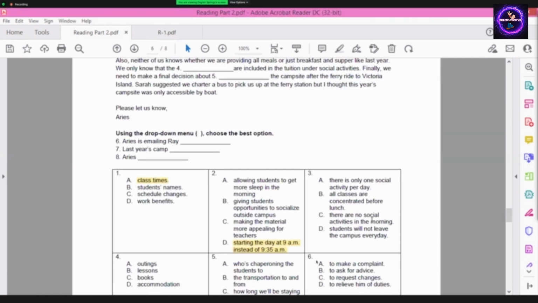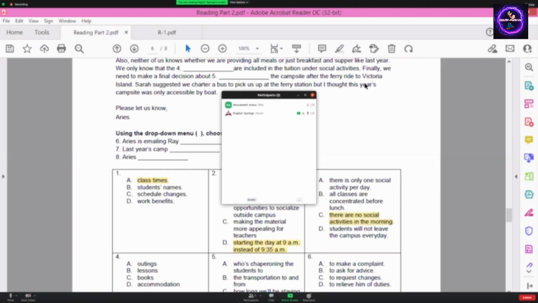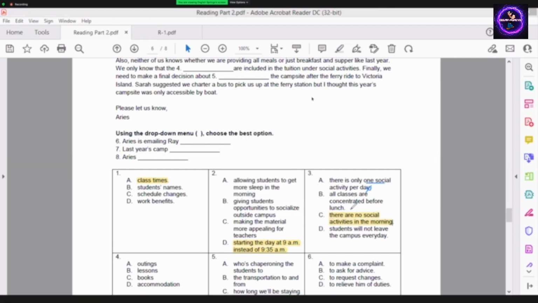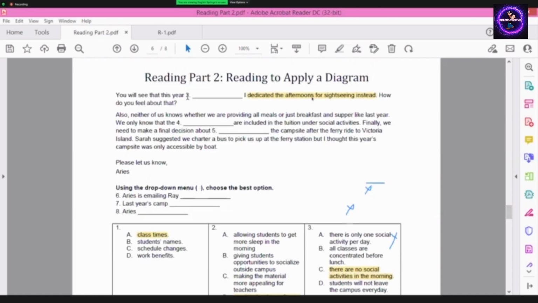There are no social activities in the morning. We have kept it in the afternoon. So no social activity per day is incorrect; every day we have more than one. That's incorrect. All classes are considered before lunch. No, their classes are happening after 1 o'clock also. So this is also out. Students will not leave the campus every day. What is true is all the social activities are concentrated in the afternoon. I dedicated the afternoons for sightseeing instead. So there are no social activities in the morning. That fits the sentence meaningfully.